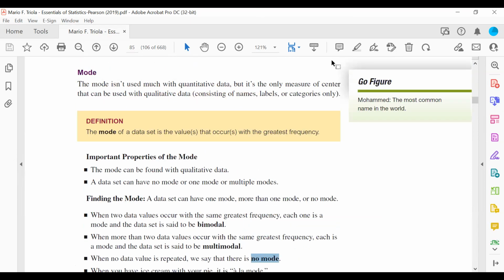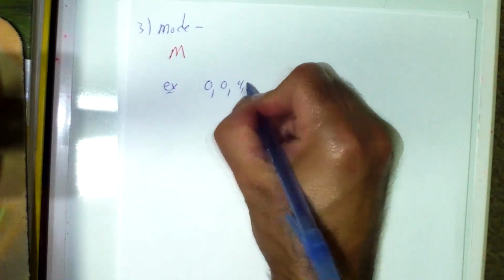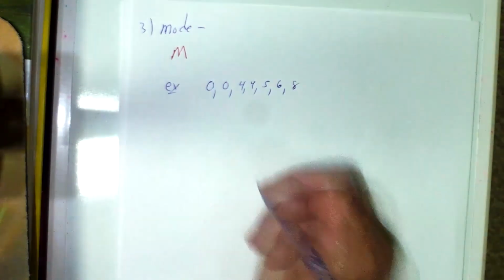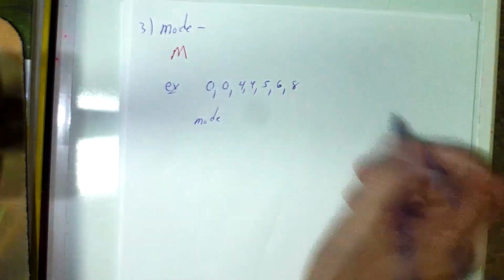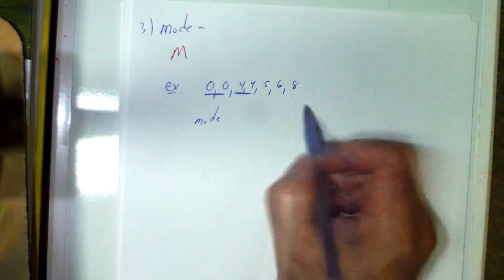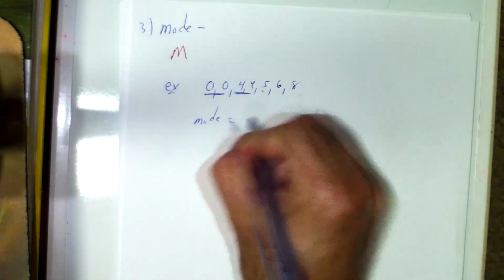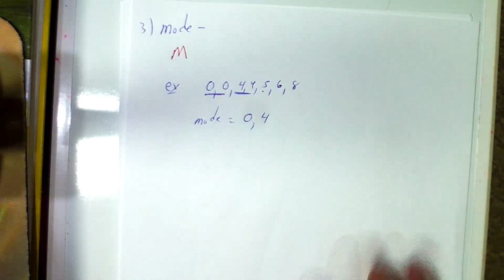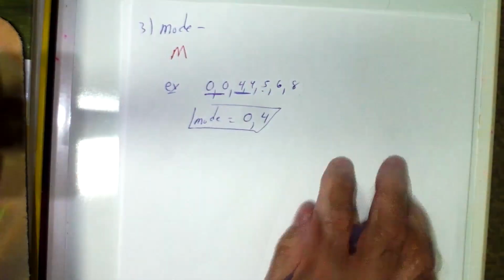All right, so let's do an example. So let's say, for example, I have 0, 0, 4, 4, 5, 6, 8. So this one, my mode would have two of them. Notice that the zeros and the fours appear twice each, whereas 5 and 6 appear once. So this would be bimodal. So you would write 0, comma, and 4. That would represent your mode.